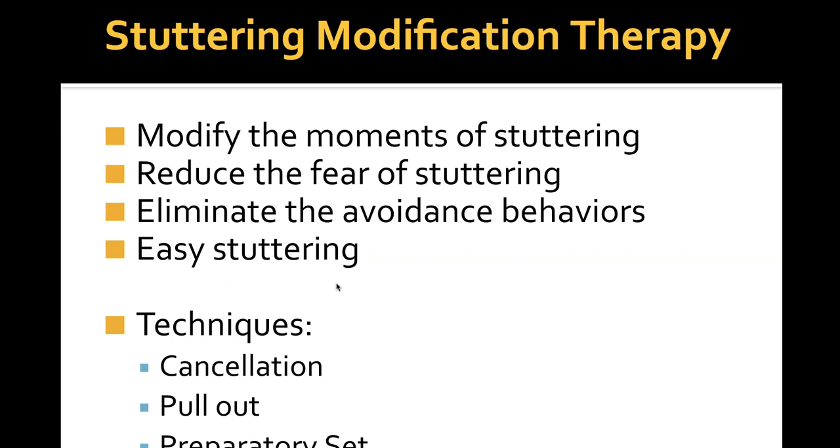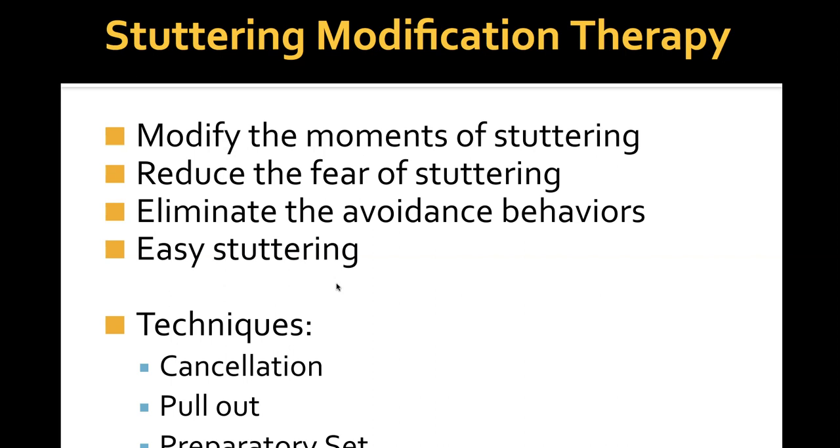three main speech techniques. There are other parts of the therapy, but the speech techniques were the cancellation, the pull-out, and the preparatory set. The cancellation was you already stuttered, had a hard stutter. You've got to go back, kind of cancel it out, and practice stuttering in some easy stuttering, which is how Van Riper wanted you to stutter.